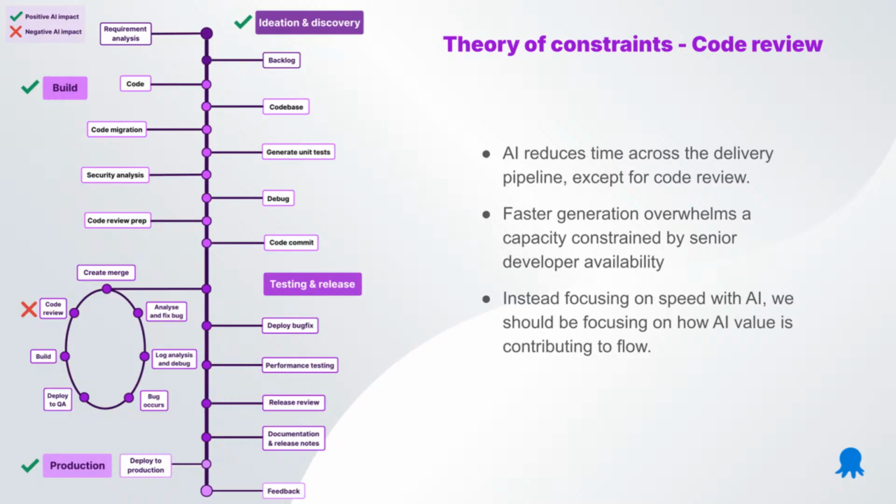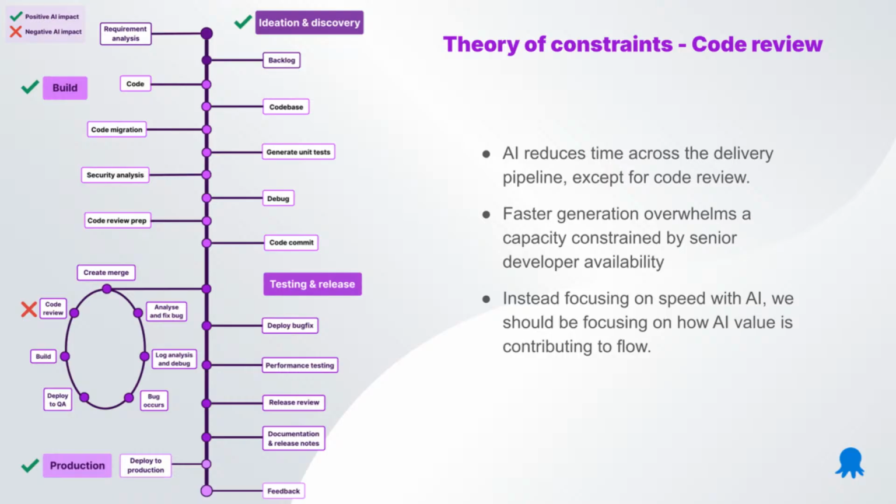And so what we can see is that AI actually helps so much of the individual tasks in this delivery pipeline. But for many organizations or teams, code review is still a constraint, because this is constrained by, in things that I have read, the senior developer availability or their capacity.